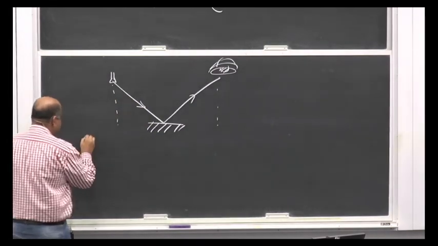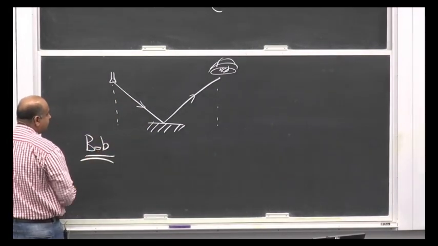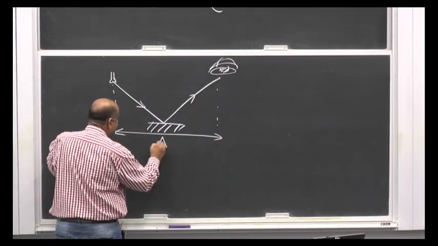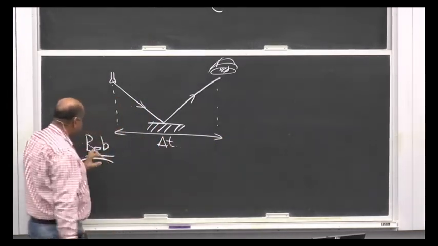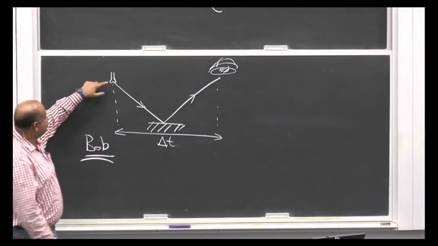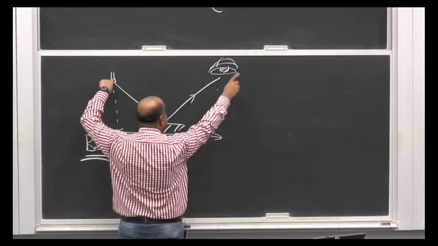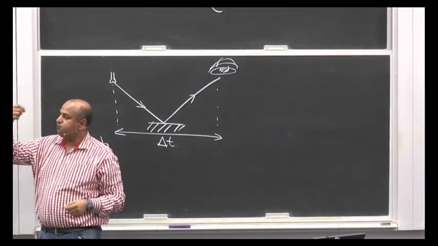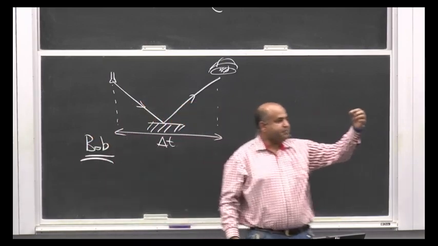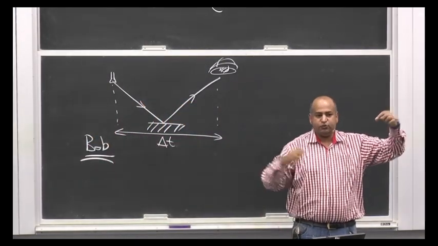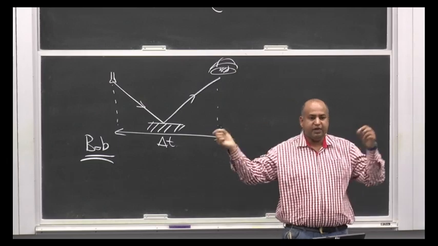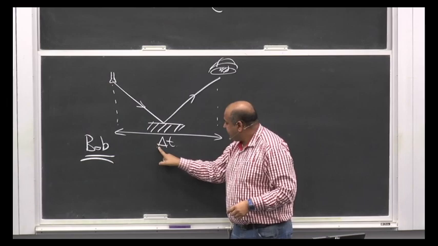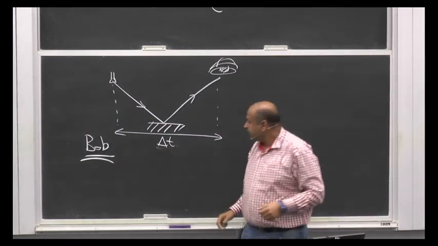So to him, let's say the time from here to here is delta t. I'm not putting a zero because Bob is measuring time between two events which are happening at different positions in Bob's frame. Because when light left from here to Bob, this point was here, and then when light came back, the point was here. So that's why the two events to Bob have happened at different positions, right? That's why I'm not labeling it as a proper time.